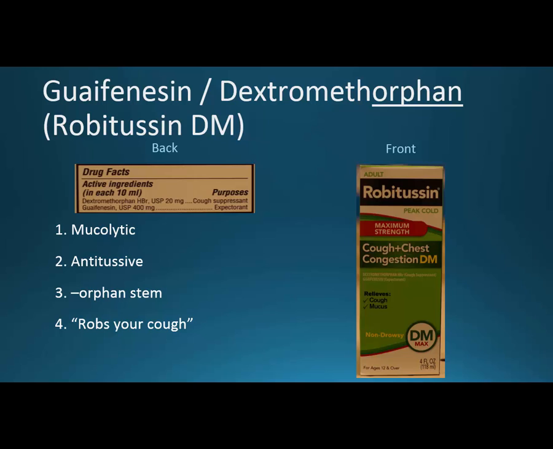symptoms. This orphan stem, I won't get into it too much because it is technically a derivative of morphine, but it's over the counter. It's so far removed from morphine, there's no addictive potential and things like that. As far as scheduling with the Drug Enforcement Agency, though, dextromethorphan by itself has been abused. And then to remember it from Robitussin, well, Robitussin robs your cough is one way that a student said they remembered it.